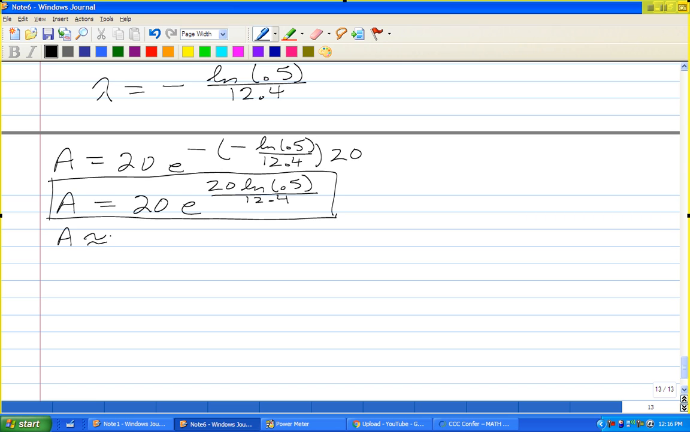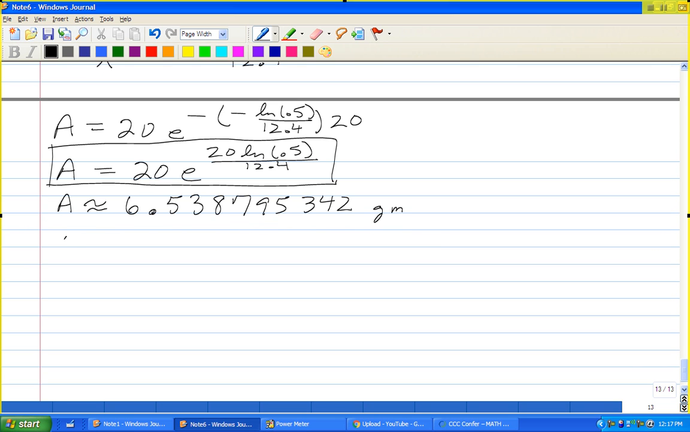And so if I plug that into my calculator, I get 20 times ln 0.5 divided by 12.4, approximately negative 1. Raise that to the power e, multiply by 20. So I have 6.538795342 grams. So in approximately 20 years, you have approximately 6.5 grams of strontium-90. Okay, let's do part B.